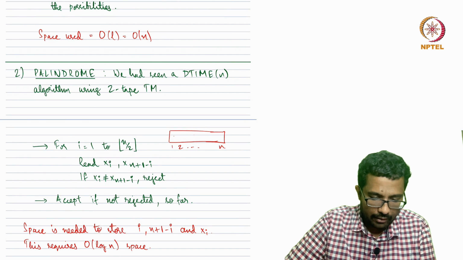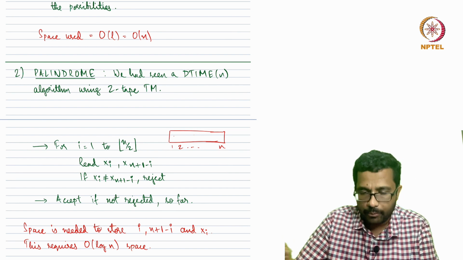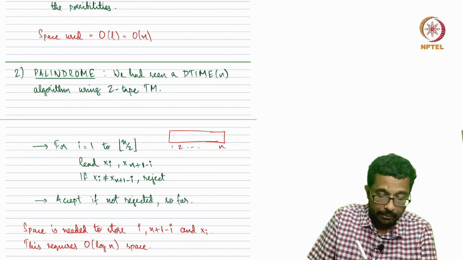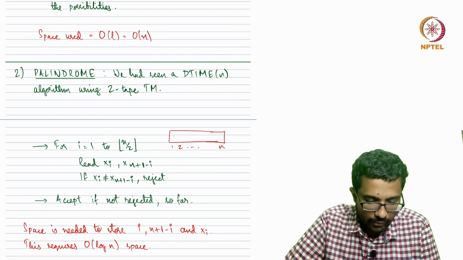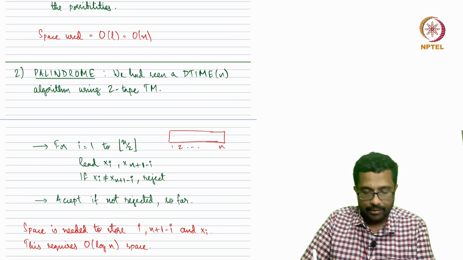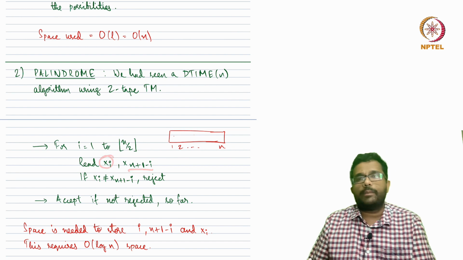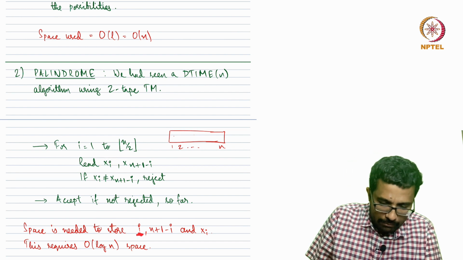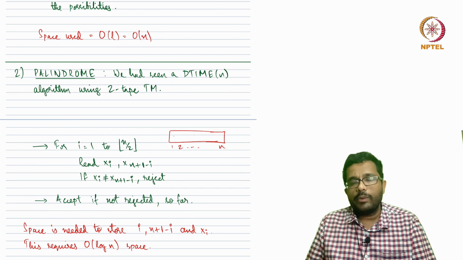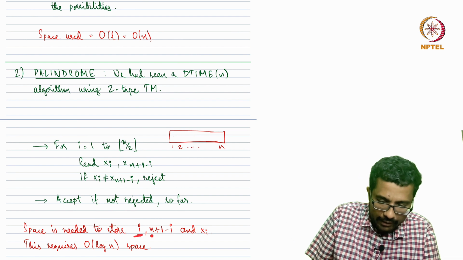How much space is required? The only space required is to maintain a counter that says which position you are in, position i or position n plus 1 minus i. So this counter i we need to store, and we also need to calculate n plus 1 minus i. Then we need to remember xi, a single symbol, when we go to x(n+1-i). So i is a number bounded from 1 to n, and n plus 1 minus i is also in the range 1 to n. So all we need is log n bits to store i and n plus 1 minus i.